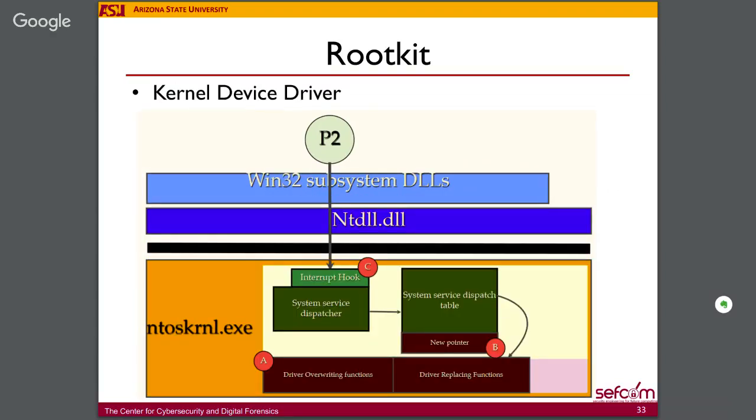So this is one example of a kernel device driver rootkit. First, the rootkit overrides some functions in the NTOS kernel, and then it creates a new pointer in the system service dispatch table, and whenever interrupts come in from a processor, it points to its own malicious function.